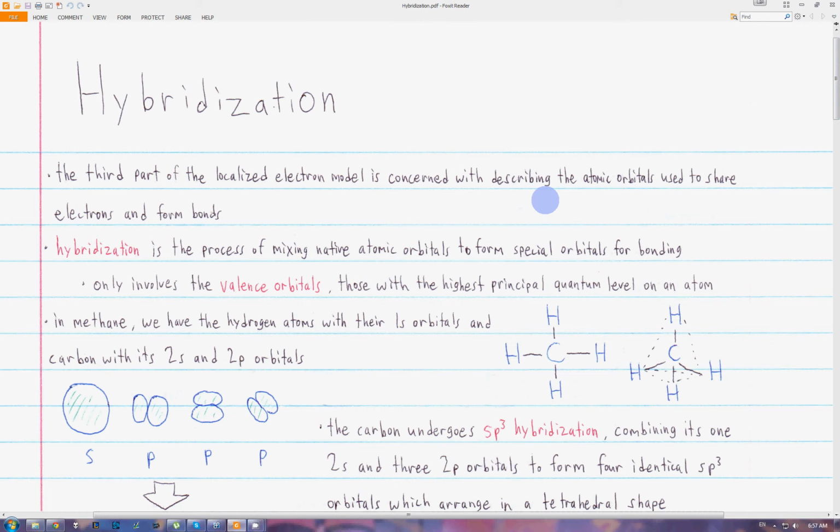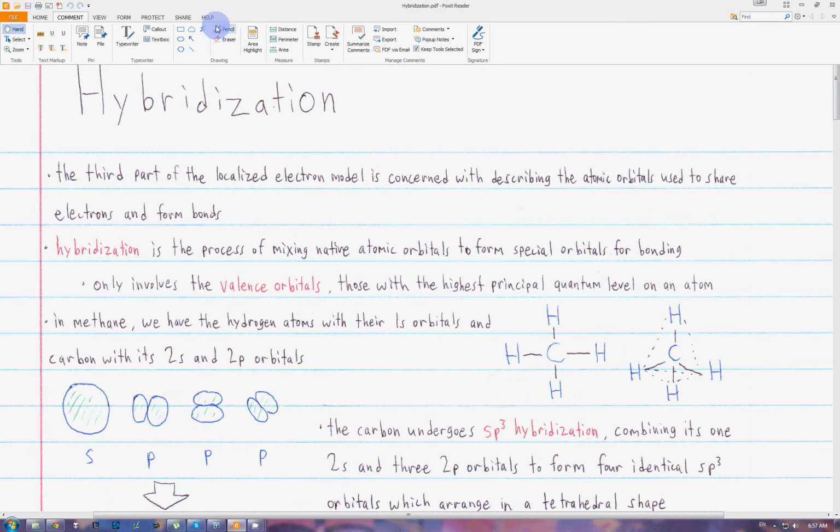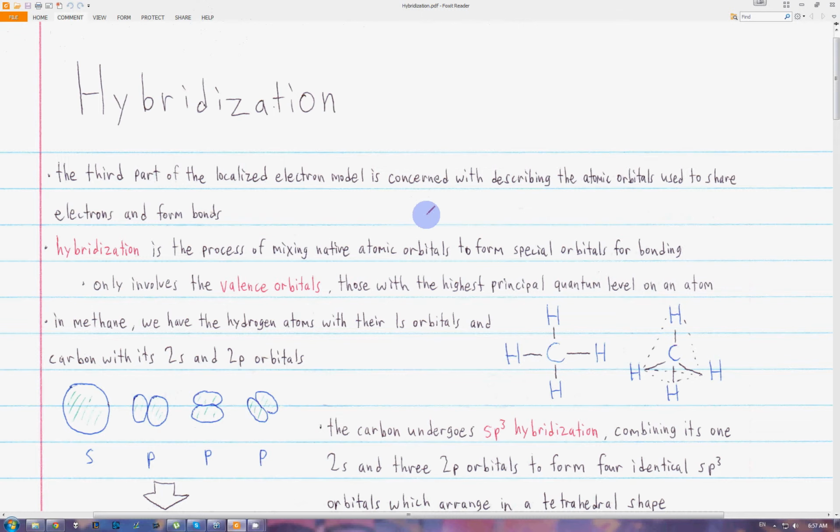In this video we're going to be looking at the third part of the localized electron model. So remember that the first part describes the arrangement of the valence electrons in an atom using Lewis structures. And then the second part we looked at the shape of the molecule in 3D space. So the third part describes the atomic orbitals that these atoms use to actually share electrons and form bonds.